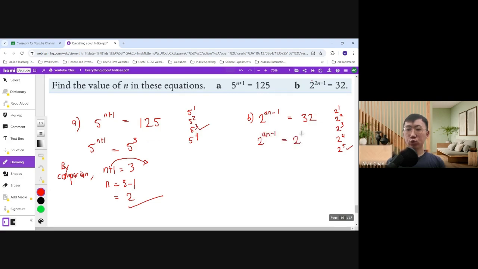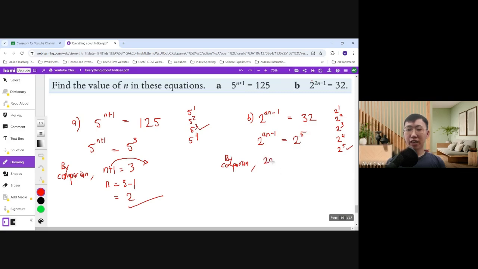Transform 32 as 2 to the power of 5. The base is exactly the same already, right? So same base, what do you use? By comparison. So by comparison, the base, you don't need to copy anymore. Copy power equals to power.